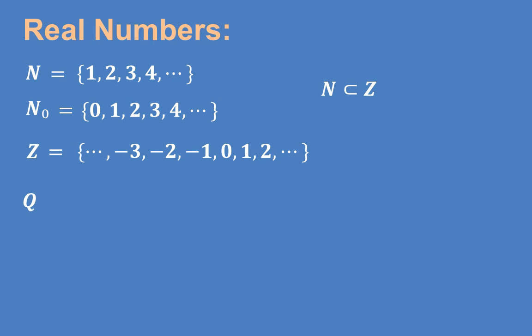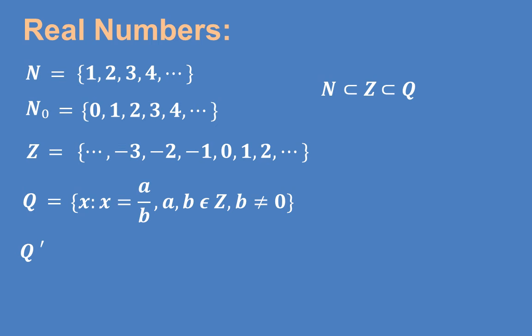The third set is the set of rational numbers. It can be represented as the set of numbers that can be expressed as the quotient of two integers, where the denominator is not 0. And the sets N and Z are subsets of the set of rational numbers.